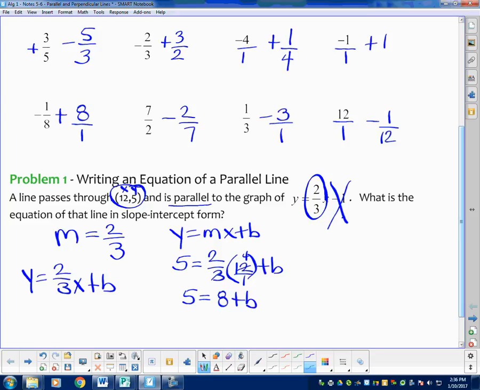And then how do I get b by itself? What do I do with the 8? Josh? How? Do what with it? Yes. Thank you. Okay, so b equals 5 minus 8, -3. So where does that go in my equation? Where the b is. Good.